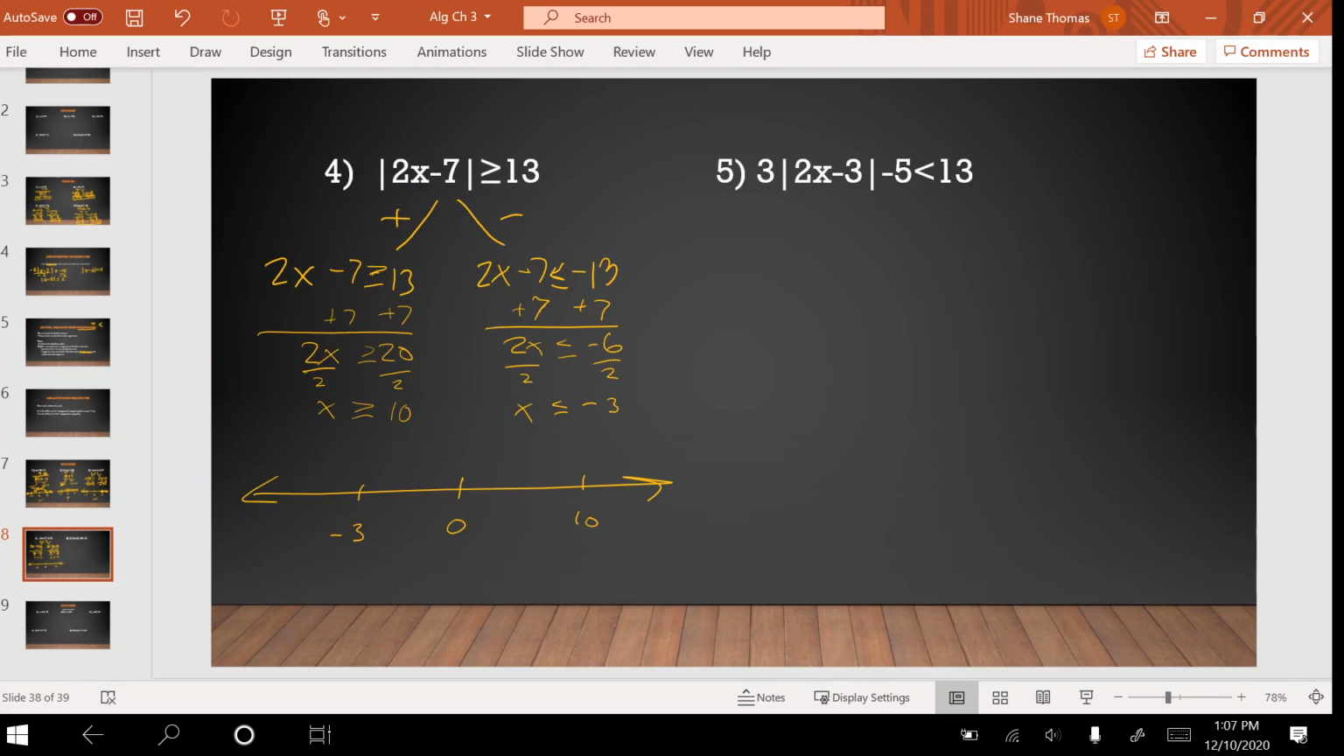Right? Ready to graph it? Okay. So we have an open or closed dot at 10. Closed. Going left or right? Going right, correct? Open or closed dot at negative 3. Left or right? That's correct.